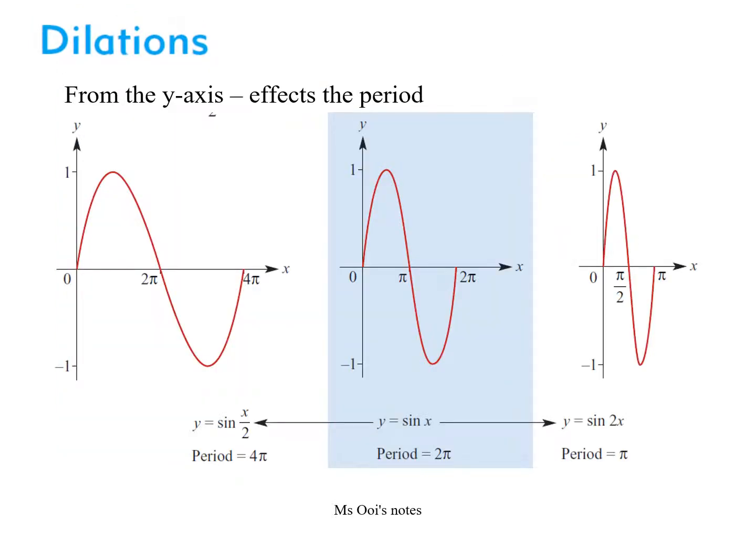Okay, dilation from the y-axis is going to affect the period. So what dilation factor? That's dilation factor 2 from the y-axis. So basically the period will now be 2 pi times 2. That's how we got 4 pi. On the graph on this side here, there is a dilation factor of half from the y-axis. Now you times 2 pi by half. That's how we got a period of pi. So every pi, the graph repeats itself.